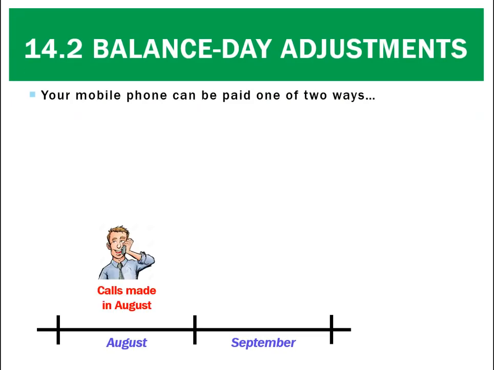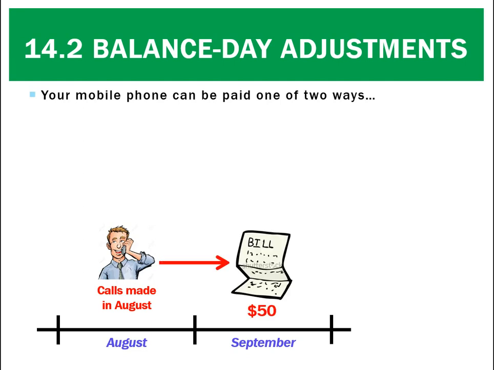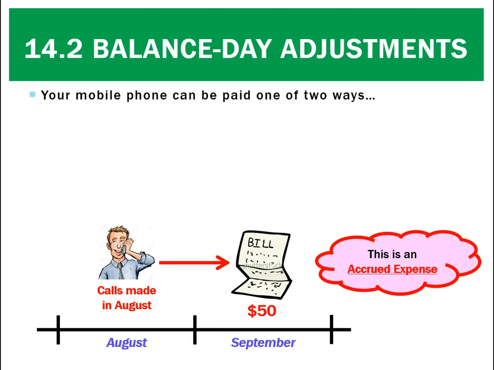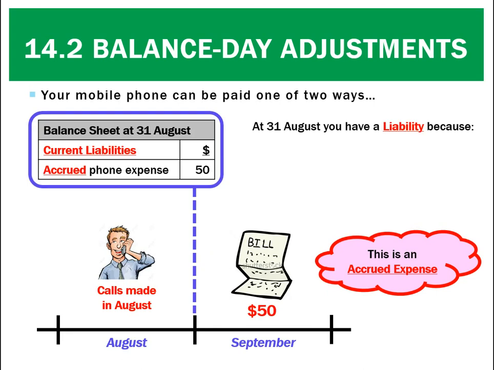Again, looking at a slight difference, a lot of people have a mobile phone plan, and that might be where you make the calls in August, but then you don't get the bill for those calls until September. And that's a very common situation for most people with their mobile phone. So what we say is that is what's called an accrued expense. And at the end of August, in this case, we'd have a liability called accrued phone expense of $50.